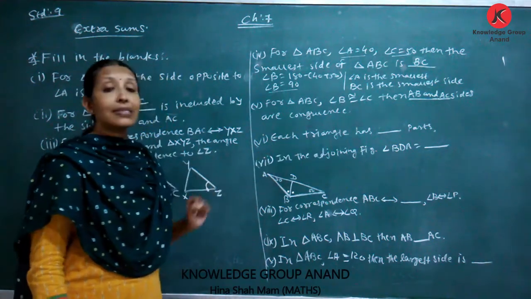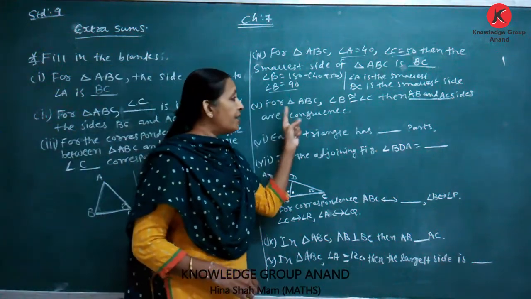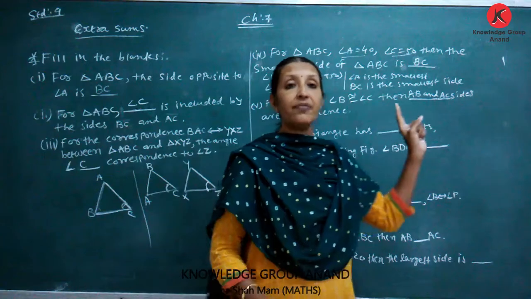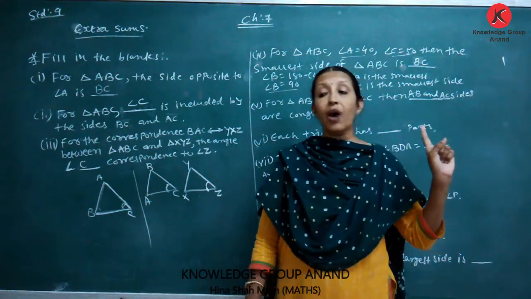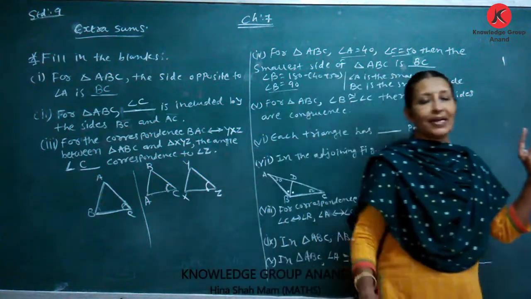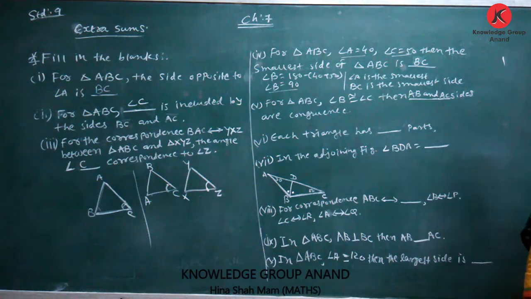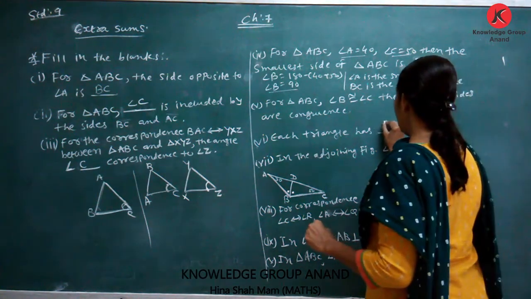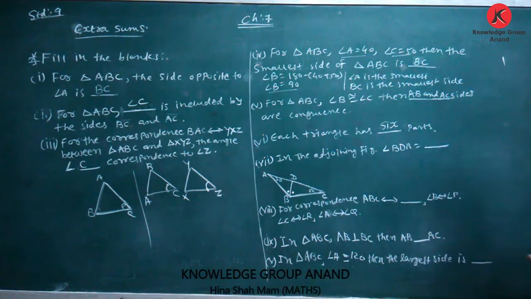Each triangle has how many parts? When we started this chapter, we said that a triangle has how many parts? 6 parts, yes. Which are they? 3 angles, 3 sides. Okay. Each triangle has 6 parts.